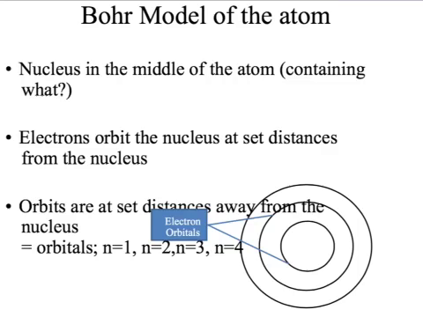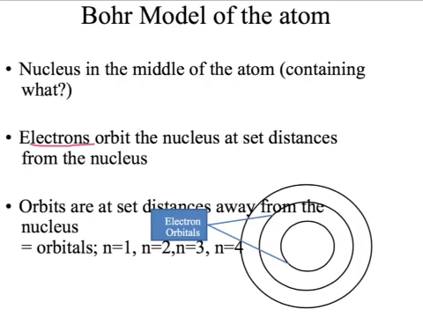So this guy called Niels Bohr, back in the day, he added a bit extra. We know up until now that the electrons orbit the nucleus, which is in the middle of the atom. And the nucleus contains, yeah, you got it, the protons and the neutrons. So these electrons orbit the nucleus at set distances from the nucleus. These set distances are called shells or electron orbitals.